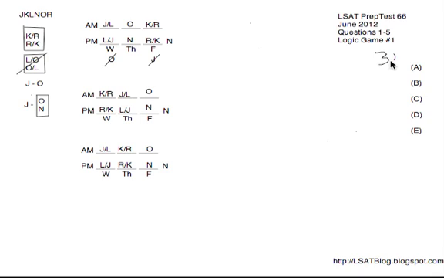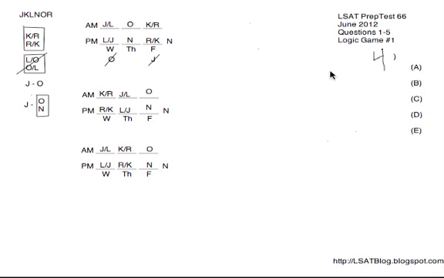Next, number 3, if K goes the day before N. So if K goes immediately before N, on the day immediately before that, top diagrams are not relevant since K is after N. Middle diagrams are not relevant because there's a day in between them, so the bottom one's the only one that matters. And we see that Thursday can only be K and R, and no one else, so for that reason, B is our answer to 3.